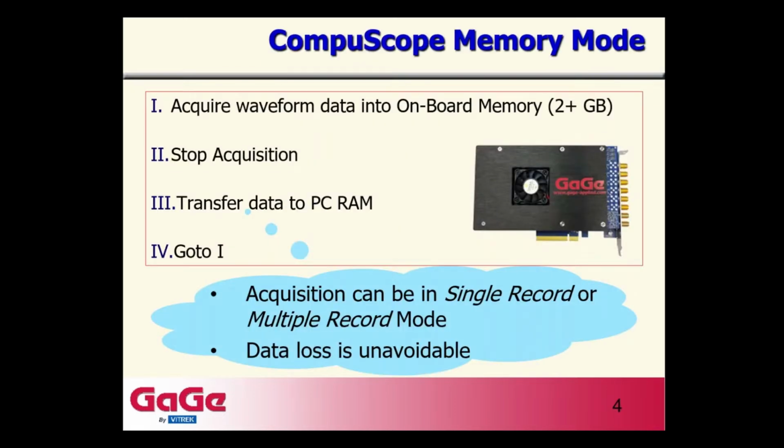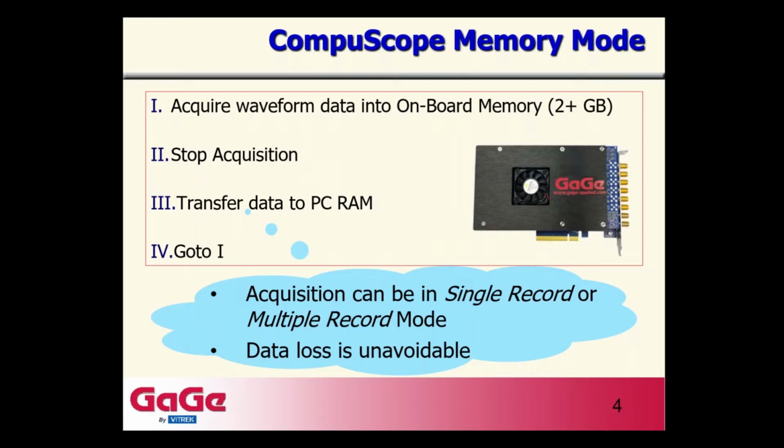So here's a picture of one of our gauge CompuScope digitizers. And the traditional way to work is to acquire a waveform into the card's onboard memory, which nowadays consists of 2 or more gigabytes worth of memory. So that's a lot. That corresponds to typically several seconds worth of acquisition at the top sampling rate. So you're able to acquire, as I say, continuously for a few seconds until you fill up the memory.